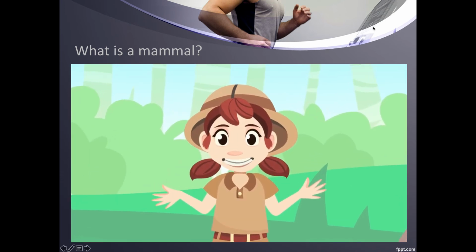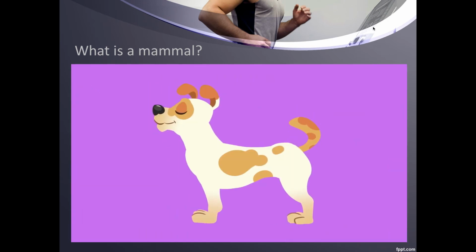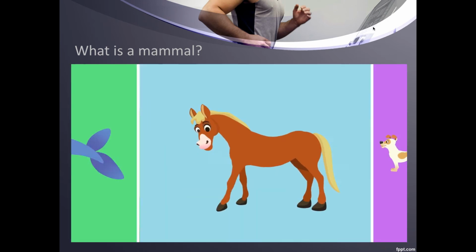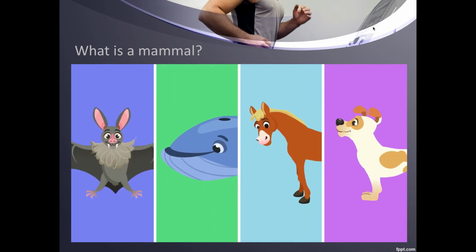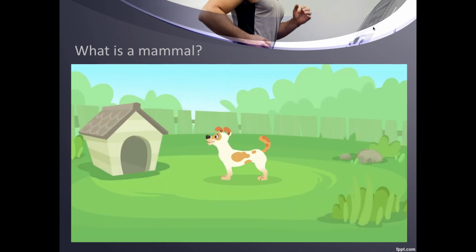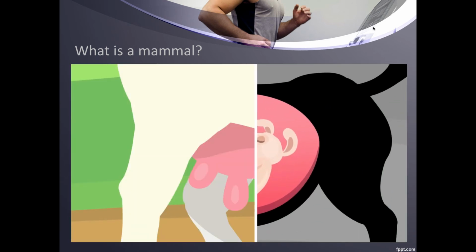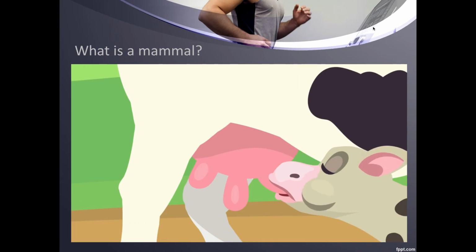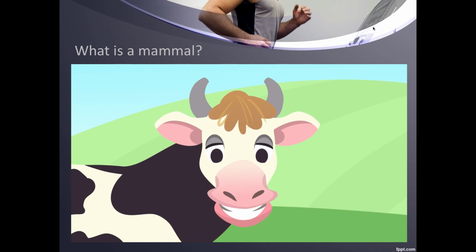Today, I have come to talk to you about a group of vertebrates, mammals. Do you know what kind of animals these are? No? That's what I'm here for. Mammals are viviparous animals, meaning they are born from their mother's womb. Mothers have mammary glands that give milk to feed their young. Inside their mouths, they have teeth to chew their food.